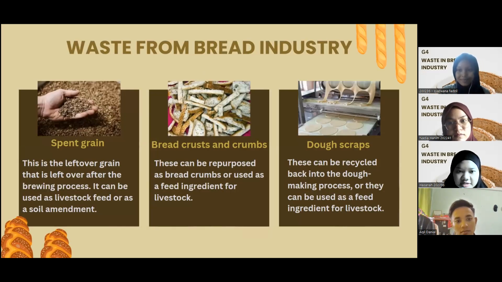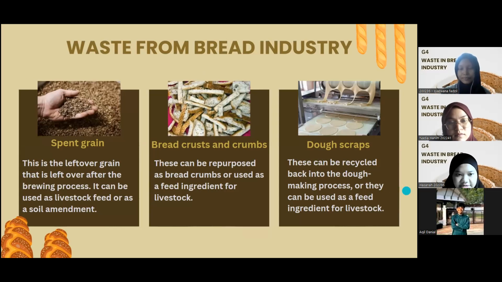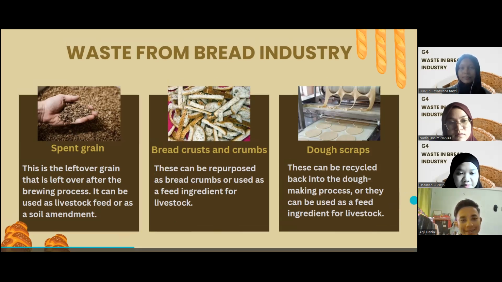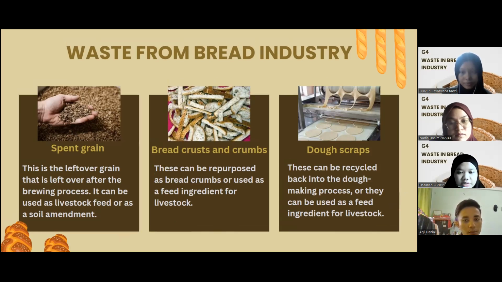Thank you, Shazwana. So let me proceed to waste from the bread industry. The bread industry generates a wide range of waste products, which can have significant environmental impacts if not properly managed. One type of waste generated by the bread industry is spent grain, which is the leftover grain that is left over after the brewing process. This grain can be used as livestock feed or as a soil amendment, helping to reduce the amount of waste that ends up in landfills.